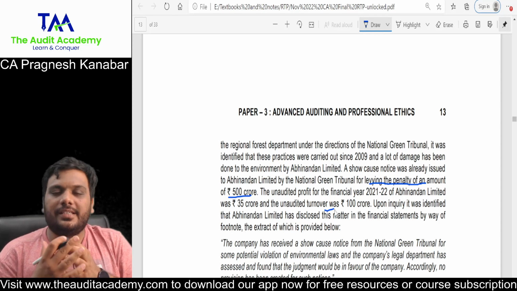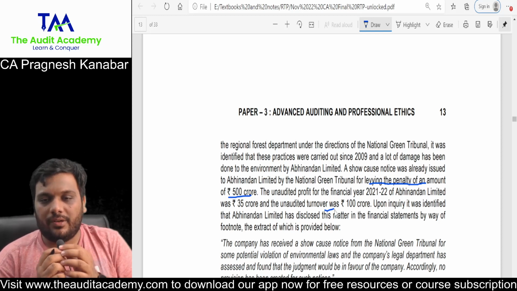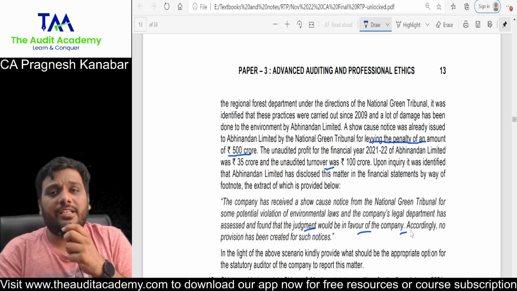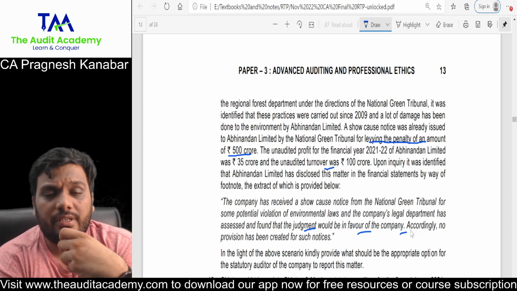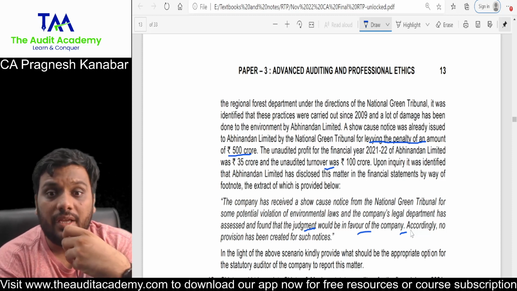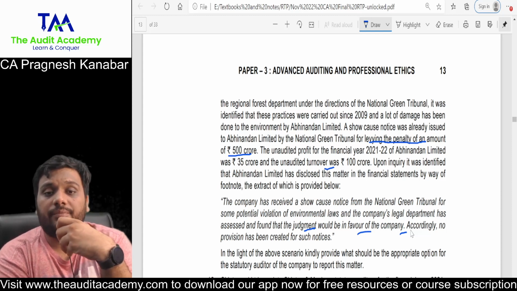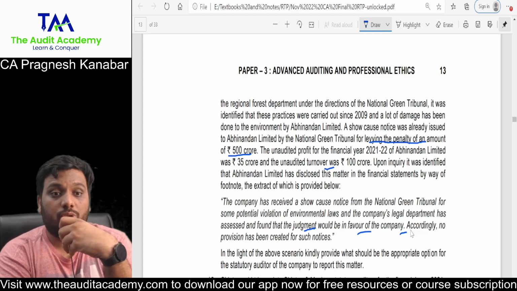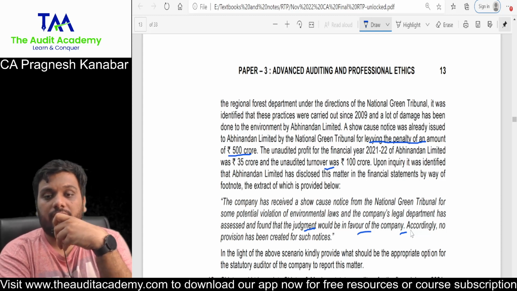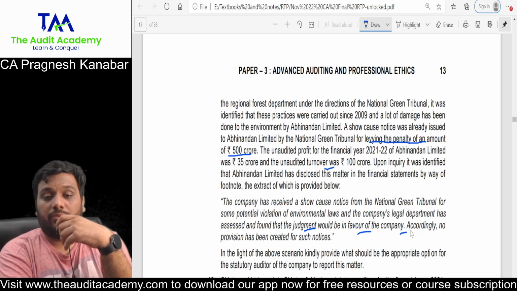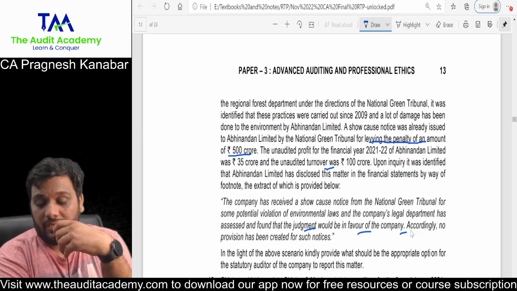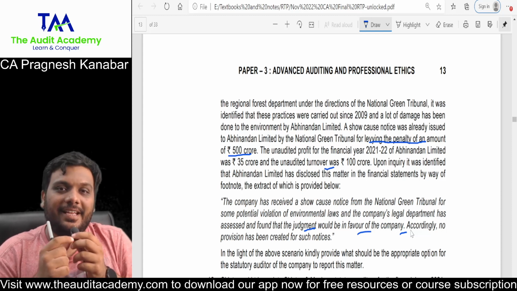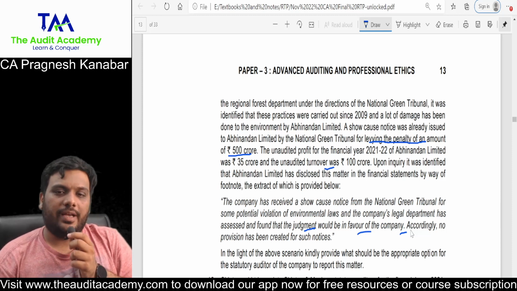All right, so this is the point over there, and what the company has done is just disclose this, and they say that the judgment will be in favor of the company, and that is why the company need not do anything about this. So the company is not ready to create provisions, even though there is a show cause notice and they are considering a penalty of rupees 500 crores. The company is just saying that the judgment would be in favor of the company and no provision needs to be created, even though the chances of losing seem to be very high. All right, so in this case, what are the available options in front of you as the auditor?